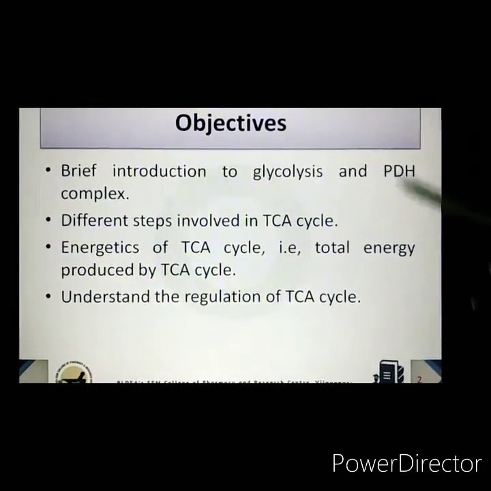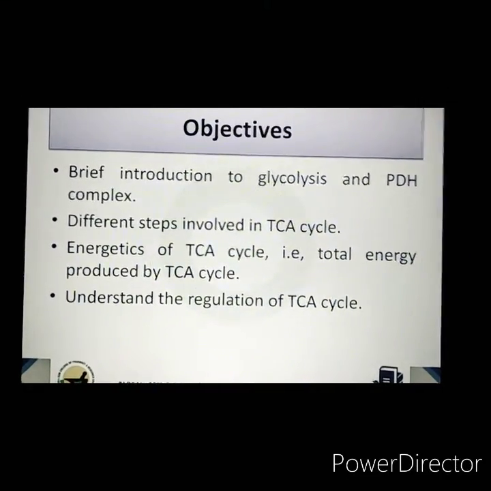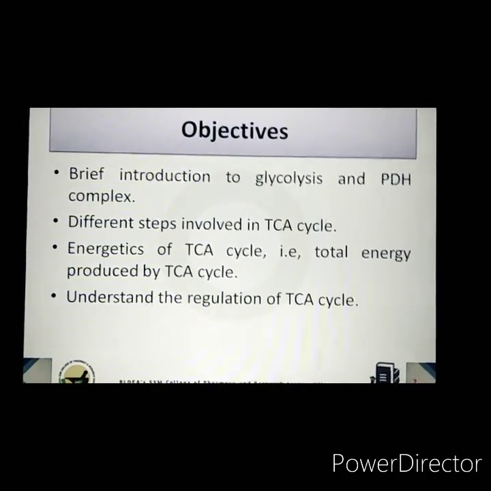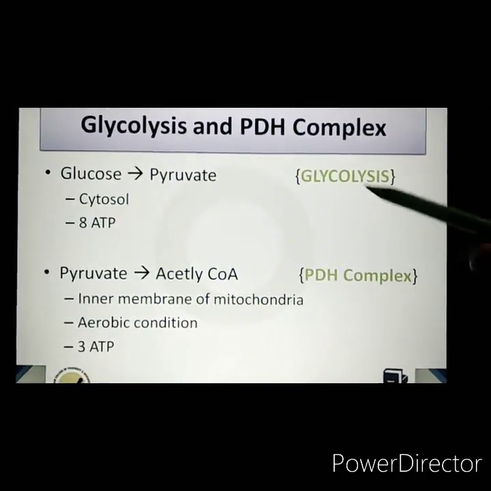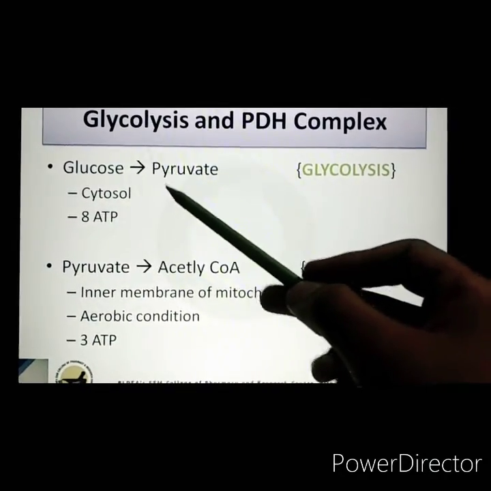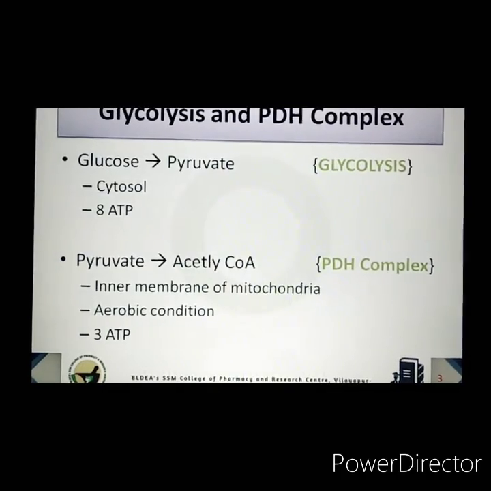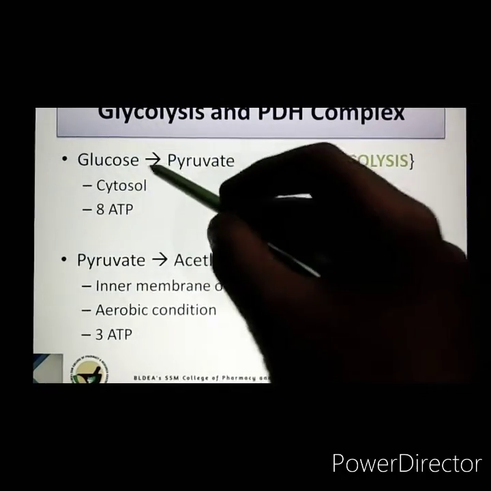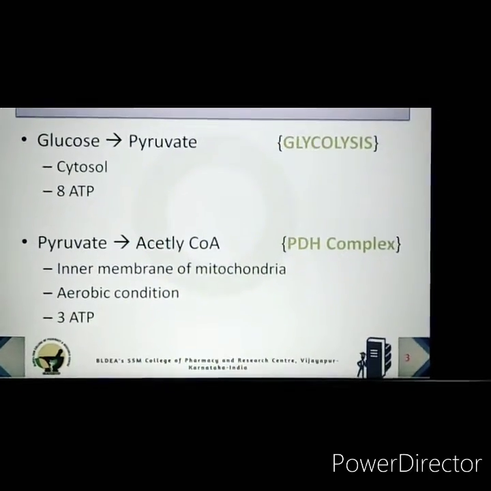Already this glycolysis and PDH complexes have been defined in two different videos that have already been uploaded. So you can go through those videos. But now we will just brief out. So in case of glycolysis, glucose is being converted into pyruvate, and this reaction takes place in the cytosol of a cell. And from this conversion of glucose to pyruvate, 8 ATP molecules are being generated.